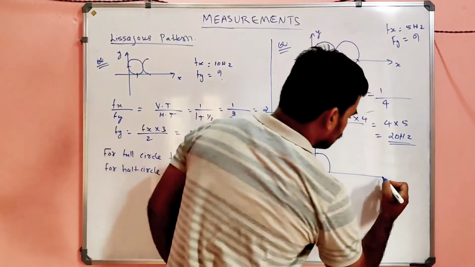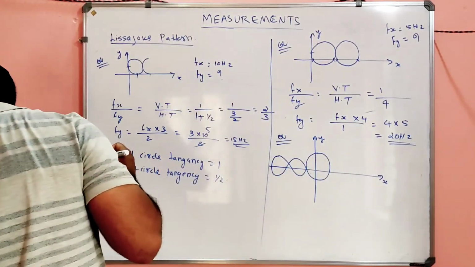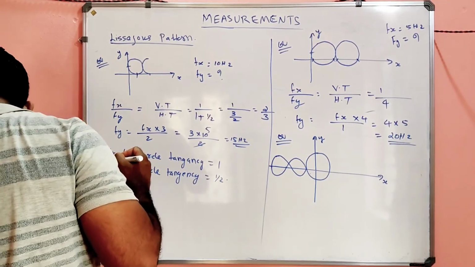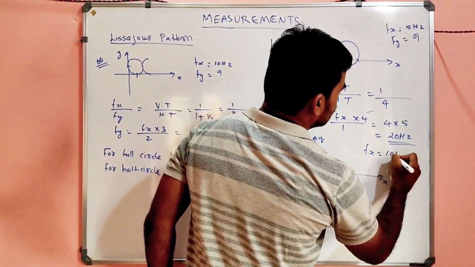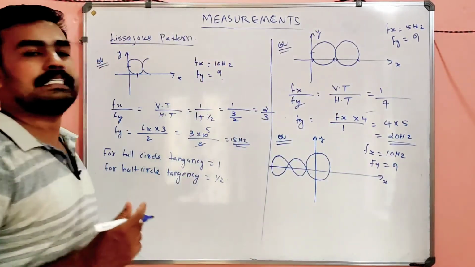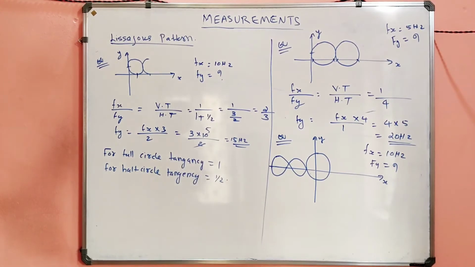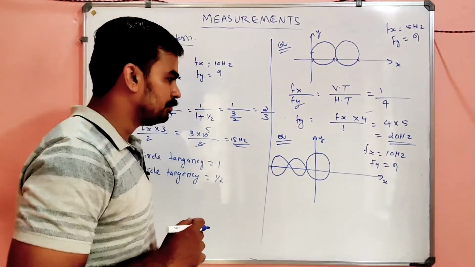So this is the x and this is the y axis. Here Fx is equal to 10 hertz. Then what is Fy? This is the question. How can we solve, my dears?